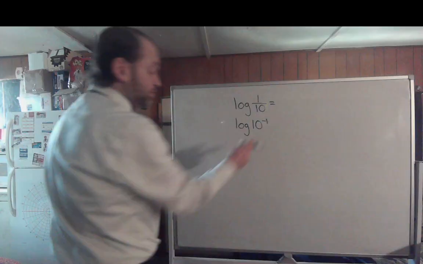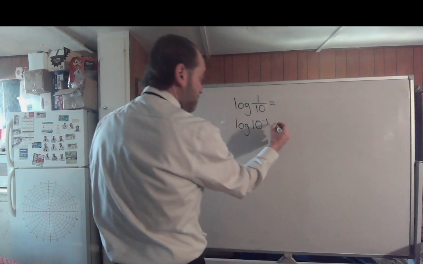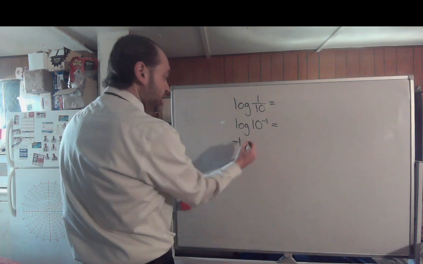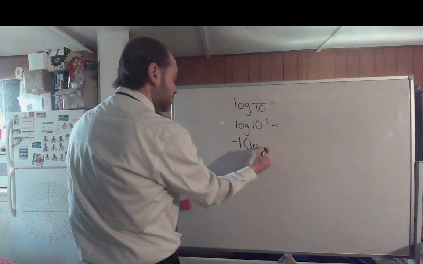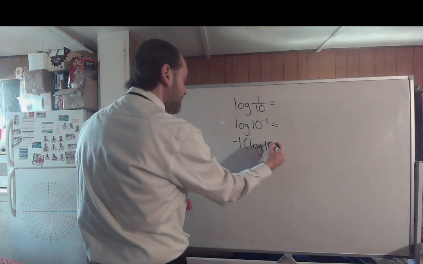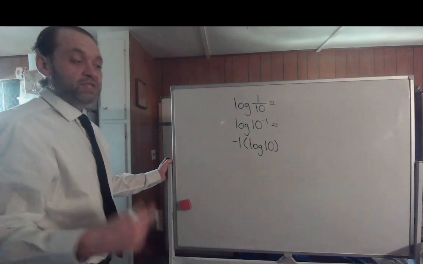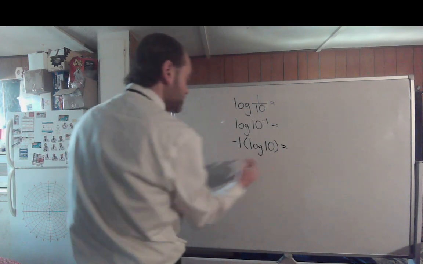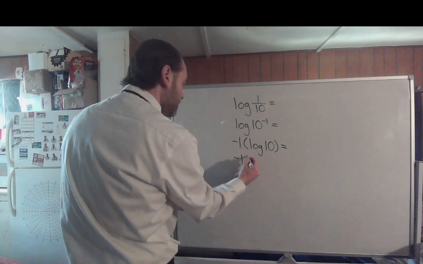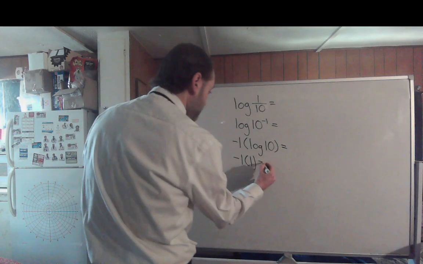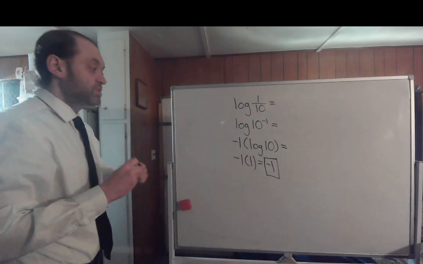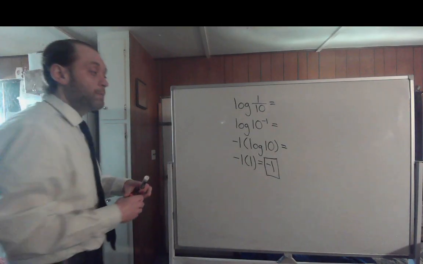which we have a power property now. You could bring that power of -1, multiply it by that log of 10. What is the log of 10? So 10 to what power equals 10? That'd be 1, right? So this would just turn into -1 times 1, which is going to give you -1. So the answer to this one would be -1.